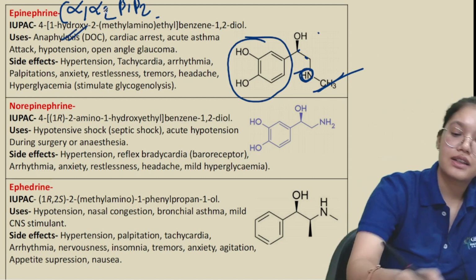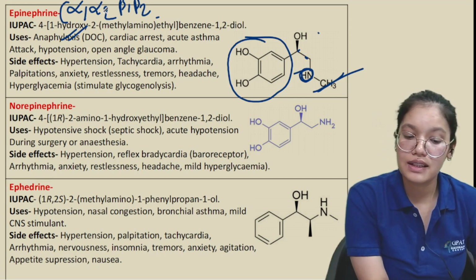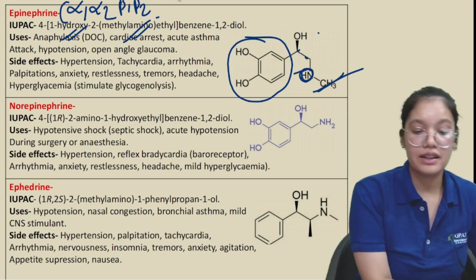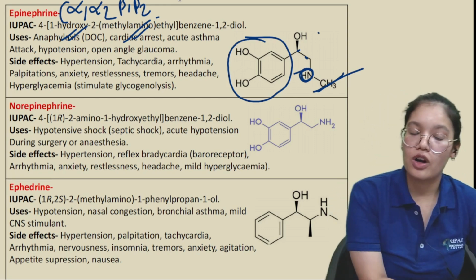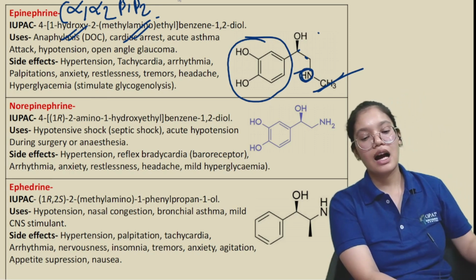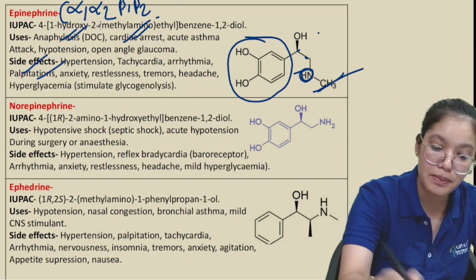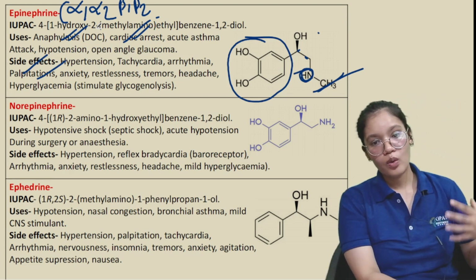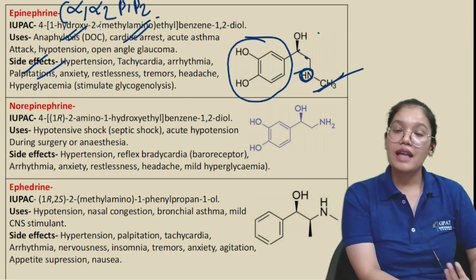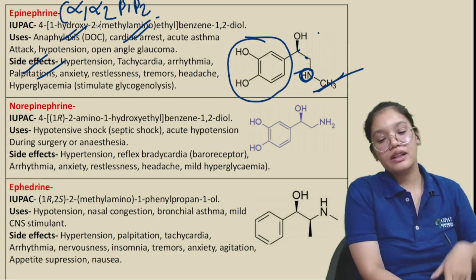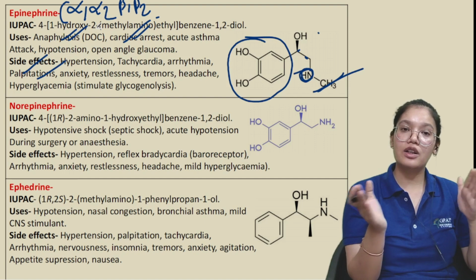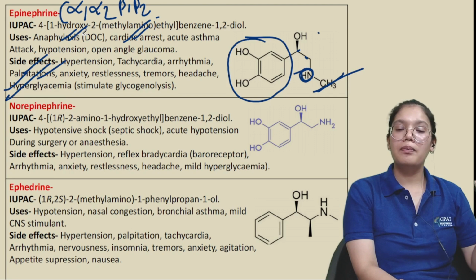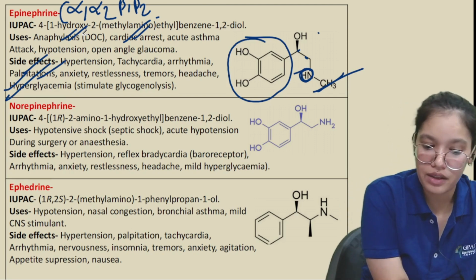Uses: anaphylaxis. The drug of choice for anaphylaxis is epinephrine. Next, we have cardiac arrest, acute asthma attack, then hypotension and glaucoma. For all that, we can use this epinephrine. Side effects: hypertension, tachycardia, arrhythmia, palpitations, anxiety, restlessness, tremors, headache. Then hyperglycemia. Why hyperglycemia? Because epinephrine stimulates glycogenolysis, due to which glucose is broken down. So due to that, it can cause hyperglycemia in the blood.